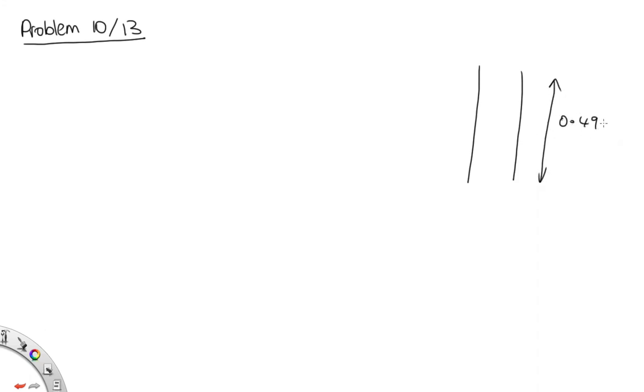Problem 10 for 1121 or 13 for 1131. In this problem, we have a pipe which is open at both ends and it has a length of 0.49 meters. We have a sound source and we can vary the frequency from 1000 Hertz to 2000 Hertz. And we're told in this question that the velocity of sound in air is 339 meters per second. And we're asked, what are the resonant frequencies in this range here?